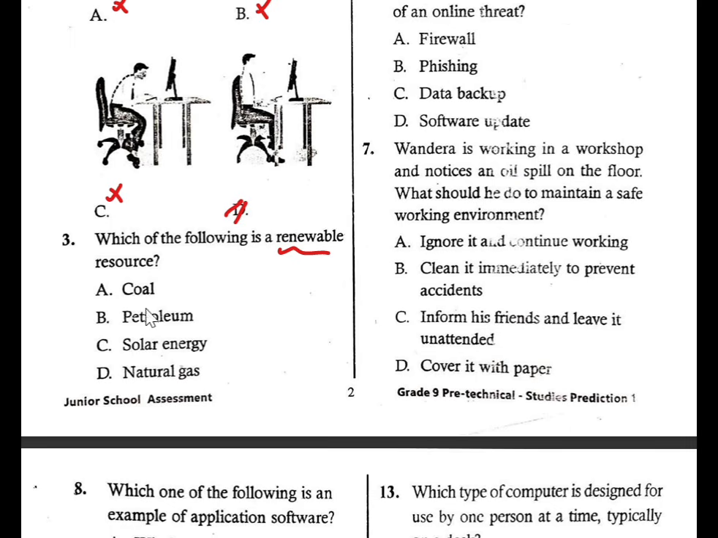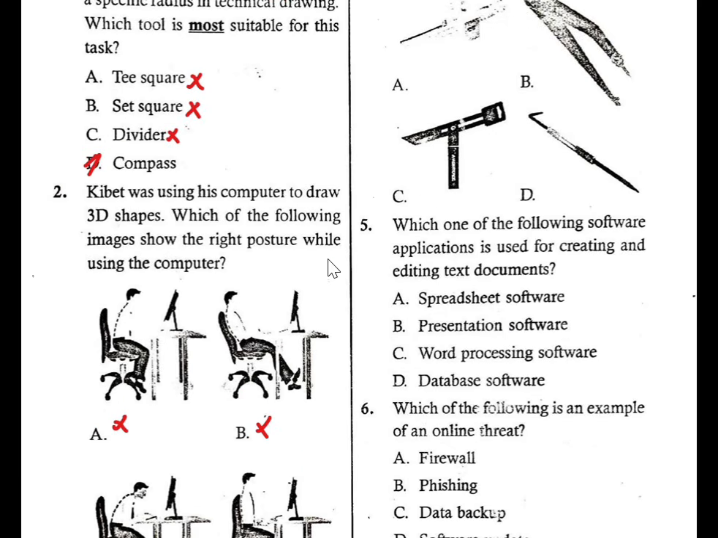So starting with A, it is not coal. Coal is from fossil fuel, which is non-renewable, inaisha, and therefore it is not coal. Not petroleum. Petroleum is from crude oil, which also gets depleted. Not natural gas, and therefore the answer is C. Solar energy is renewable energy, and therefore number 3, the answer is C. Ukitumia leo solar energy, huwezi maliza. Kesho bado itakuwa, and therefore that's why we say it is renewable. It replenishes itself naturally.